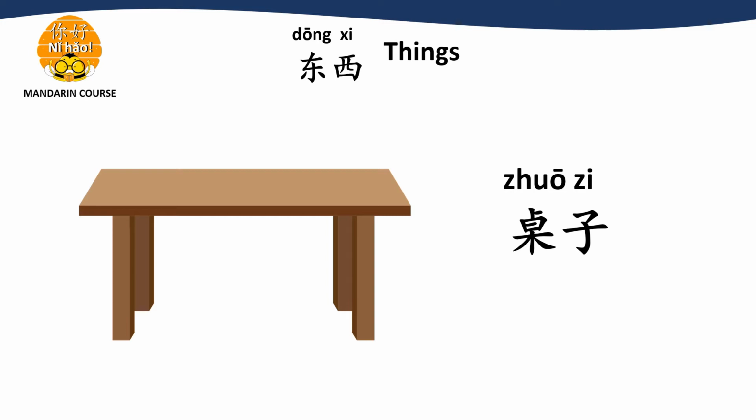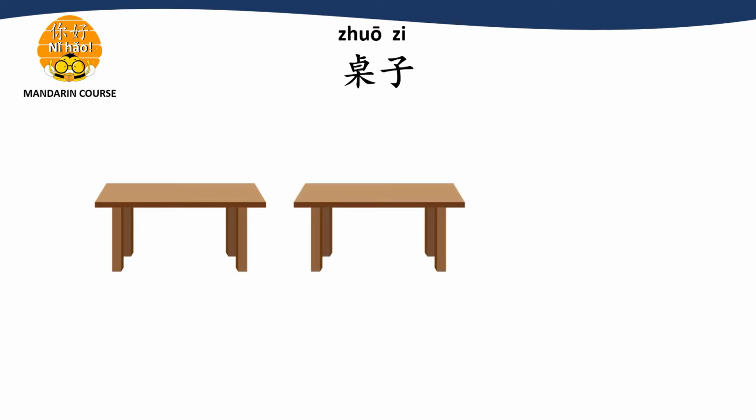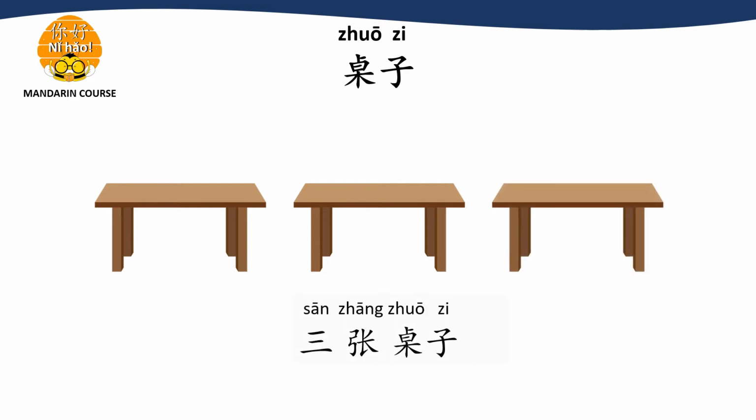Today we will learn about 东西 things part 1. The first thing is 桌子 table. The quantifier of 桌子 is 张. For example, one table 一张桌子, two tables 两张桌子, three tables 三张桌子.